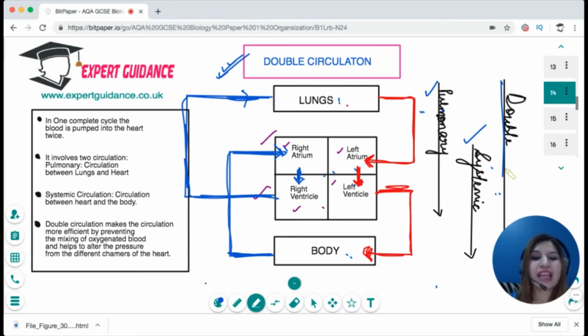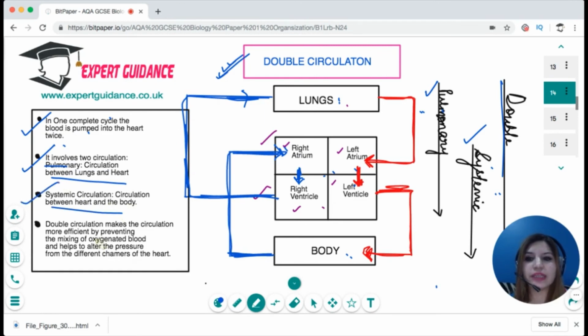The second way to describe this double circulation is, this is circulation in which the blood is pumped to the heart twice in one complete cycle. So in one complete cycle, the blood is pumped to the heart twice. It involves 2 circulations, pulmonary, which is between lungs and the heart, and systemic, which is the circulation between heart and the body.